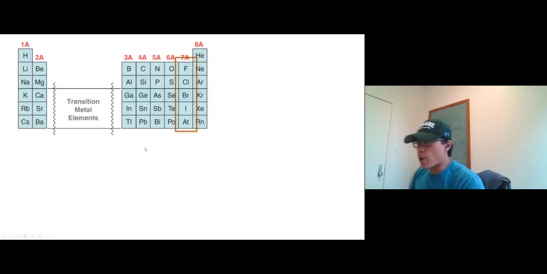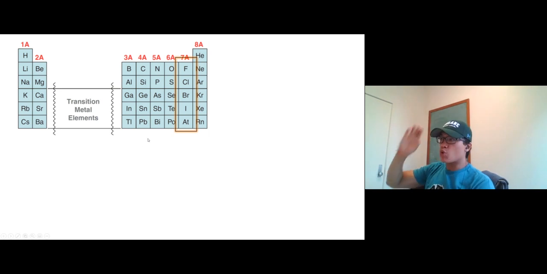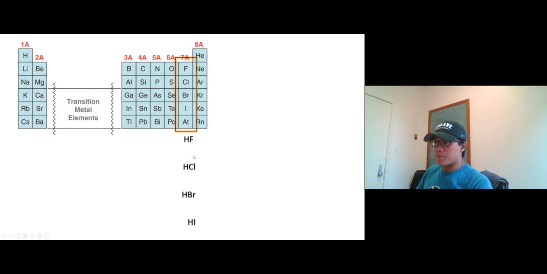The first group right here, group 7. Again, there's a lot happening with group 7. When group 7 elements form a covalent bond with hydrogen, they become an acid because they can ionize and the hydrogen becomes a proton. HCl, or hydrochloric acid, is probably the most familiar one for you. And guess what? Group 7 elements do the same thing. They have the same name. If HCl is called hydrochloric acid, guess what is this one's name?